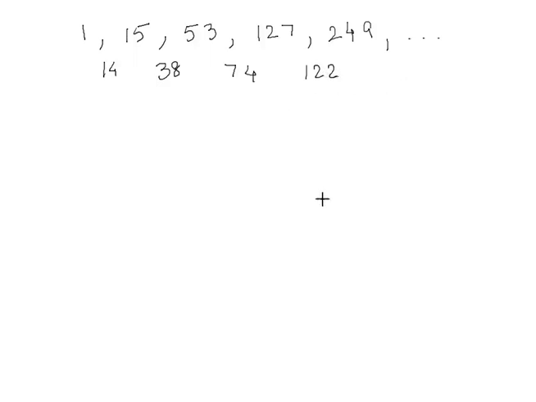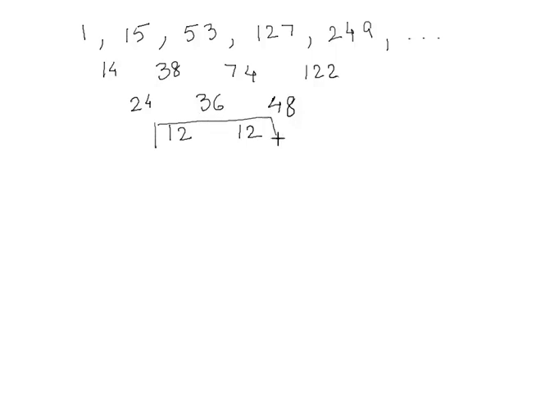So these are the differences, right? Let me take the difference again. So 14 and 38, that's a difference of 24. 38 and 74 is a difference of 36. And then you have a difference of 48. Now, hopefully you can understand straight away that the next level difference is becoming constant.